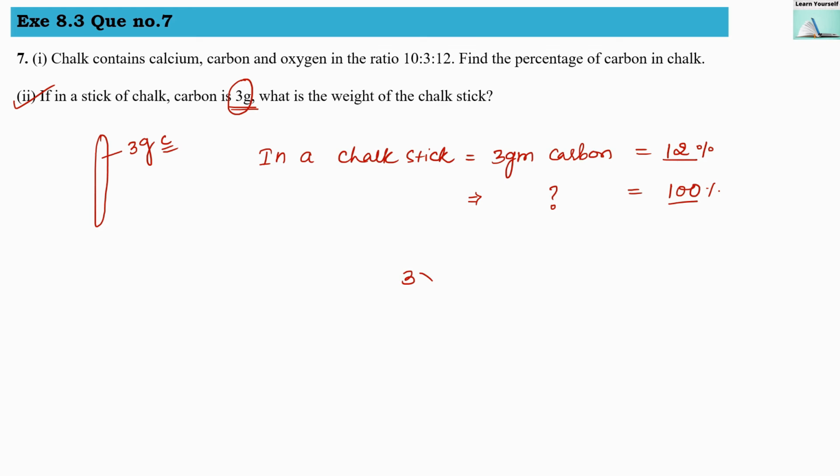3 into 100 divided by 12. So let us simplify this. 3 into 4 into 25 divided by 3 into 4. So 3 and 4 will get cancelled off. We get 25. So 25 gram will be the weight of the chalk stick.